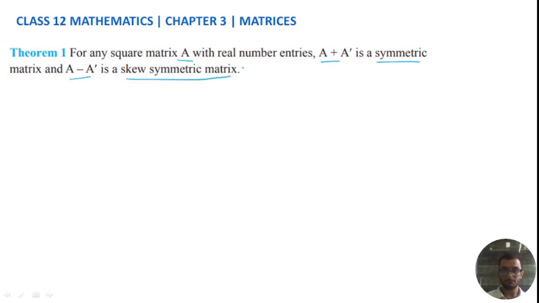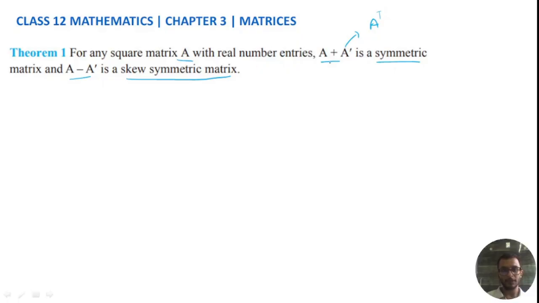So let's prove it quickly. We have to prove A plus A dash is symmetric. A dash means A transpose. In NCERT they are using the notation of transpose as A dash.